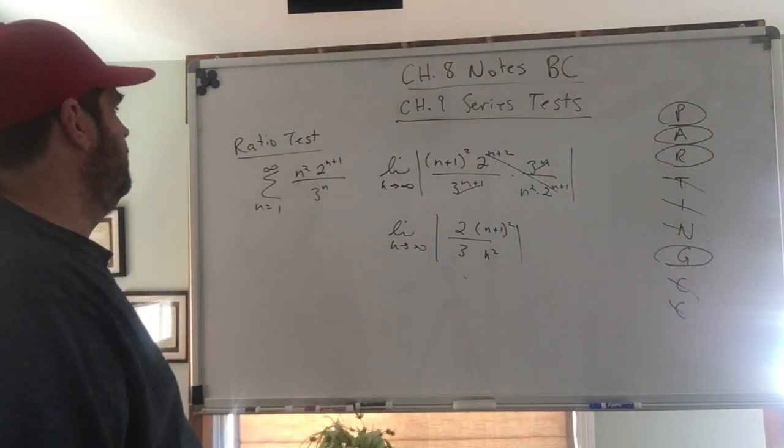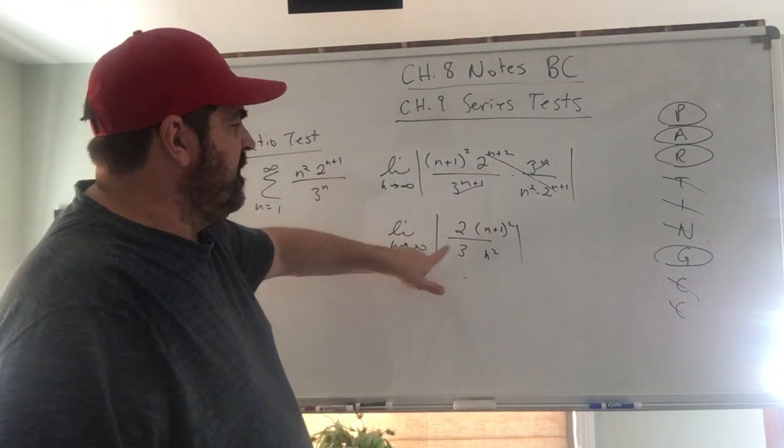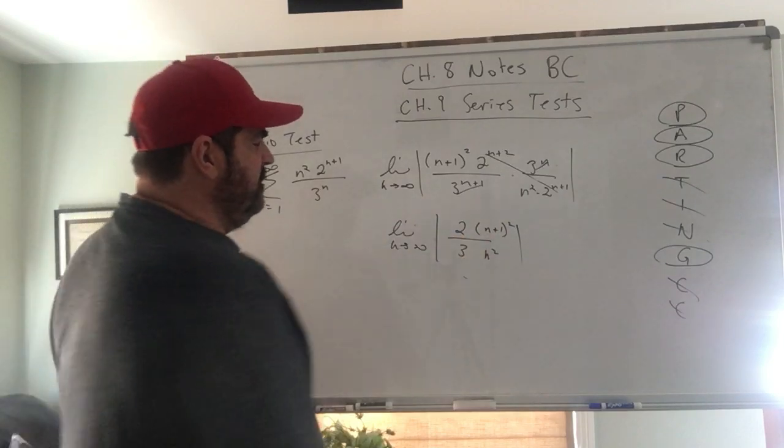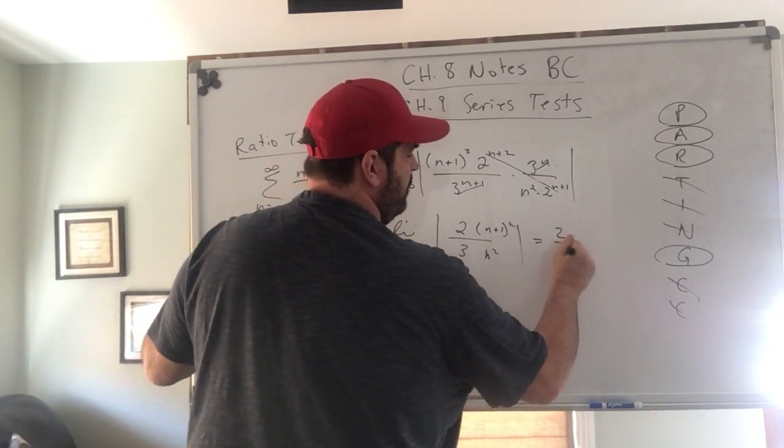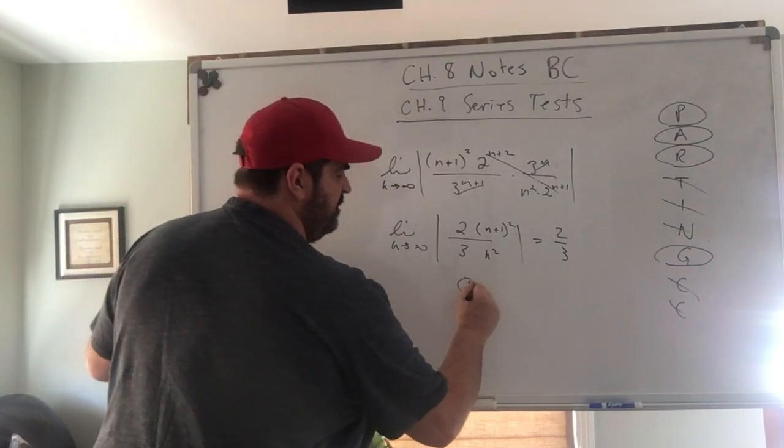And then I was thinking it was going to be divergent, but it's not. So we got the powers the same. We take the limit. We get 2/3. So this one is also less than 1. I guess this one also converges.